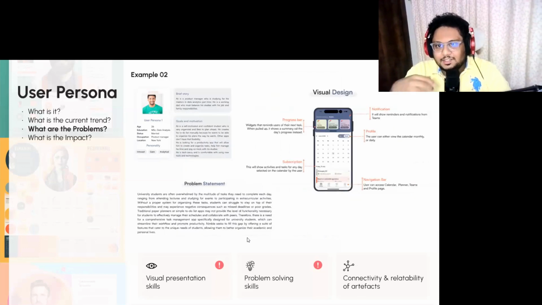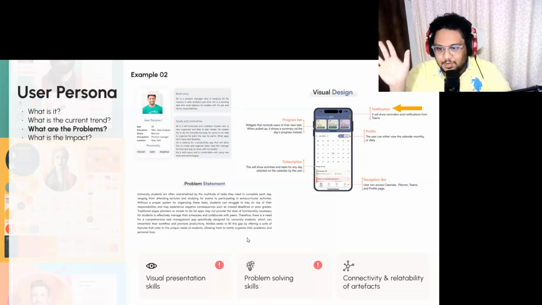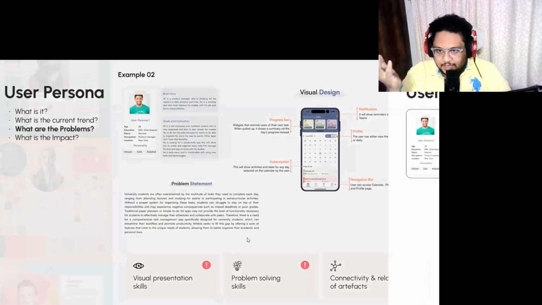Now, if you look at the features, what they have done in the whole UI, right? It says progress bar, subscription, profile, navigation bar. Now, why is this navigation bar really required, and how is it connecting back to any of the goals and motivation? That connection is still not established, and the hiring manager has to still spend a lot of time, which is where it is bound to fail, right?